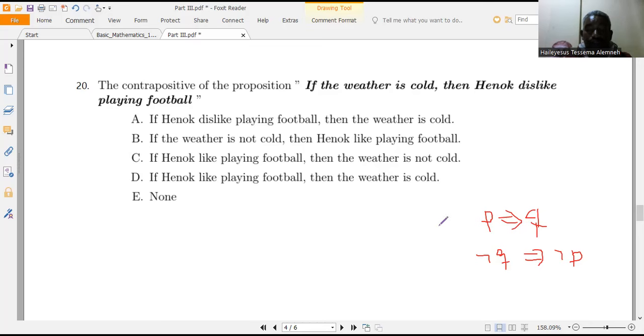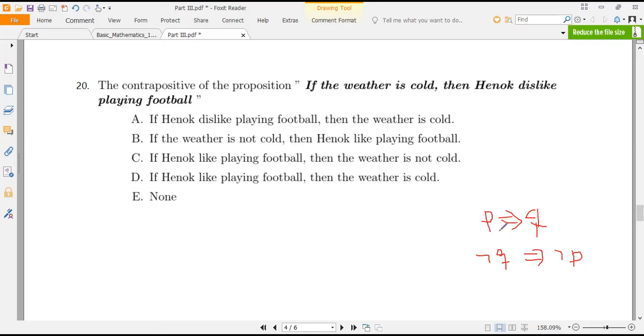The converse of P implies Q is just Q implies P, and the inverse is negation of P implies negation of Q. Then the converse of the inverse gives the contrapositive of this statement. So the contrapositive for P implies Q is negation Q implies negation P.